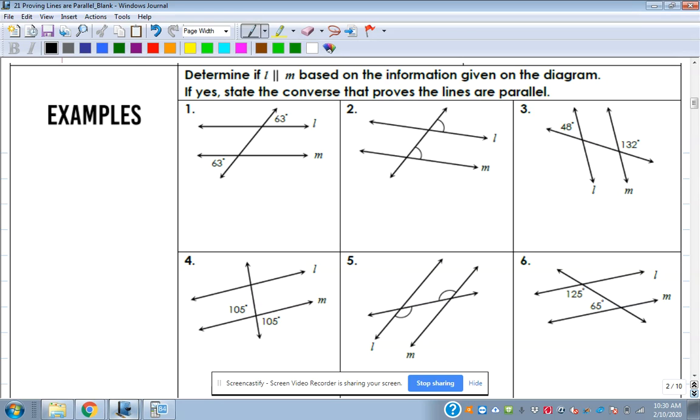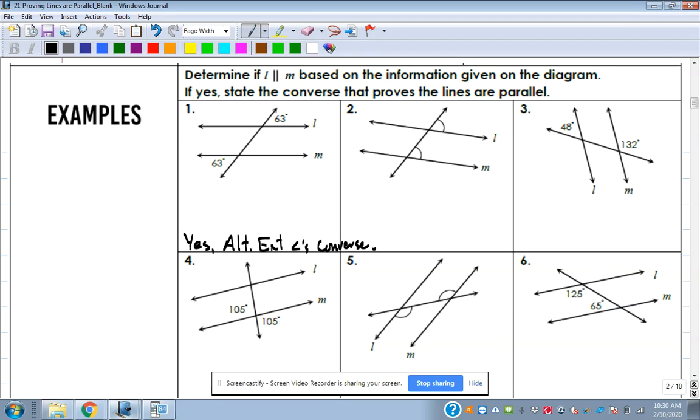All right. 63 and 63 are alternate exteriors. So this is yes, alternate exterior angles converse. Writing converse is important. If you don't put converse on there in your proof, then that's wrong.